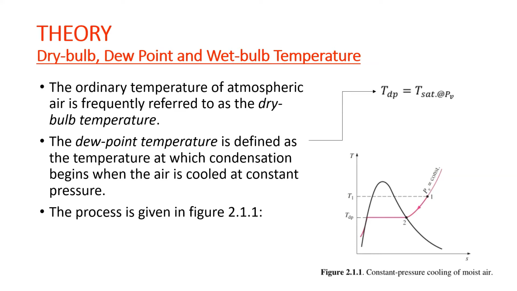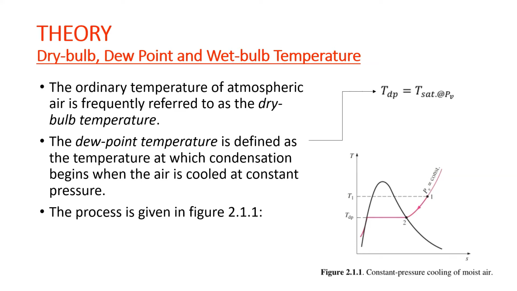As the air cools at constant pressure, the vapor pressure Pv remains constant. Therefore, the vapor in the air, state 1, undergoes a constant pressure cooling process until it strikes the saturated vapor line, state 2. The temperature at this point is Tdp, and if the temperature drops any further, some vapor condenses out. The air remains saturated during the condensation process and thus follows a path of 100% relative humidity, the saturated vapor line. The ordinary temperature and the dew point temperature of saturated air are identical.